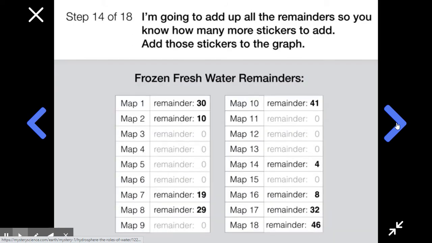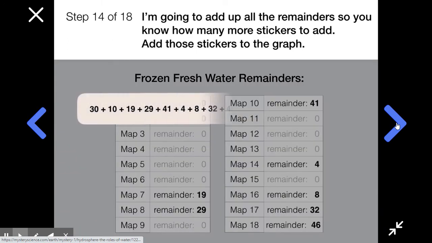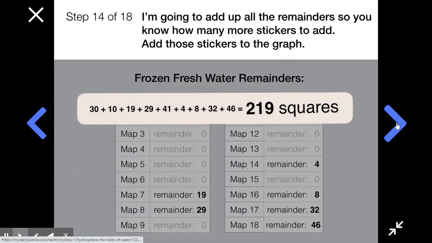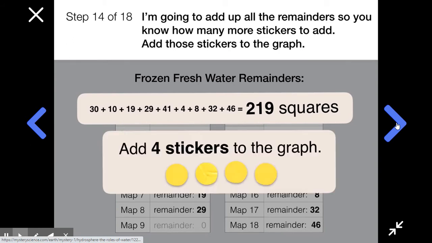We're almost done with the frozen freshwater. I'm going to add up all the remainders for you now, so you know how many more stickers to add. Have someone add those stickers to the frozen freshwater graph.